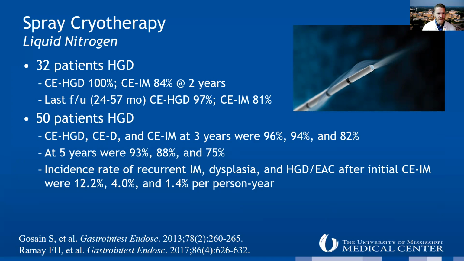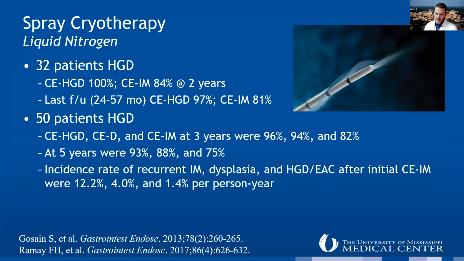This is a 2017 review of 50 patients with high-grade dysplasia. And again, you see similar good 3-year durability in the elimination of high-grade dysplasia, low-grade dysplasia, and intestinal metaplasia. And at 5-year data, they still have 90% elimination of high-grade dysplasia. The incidence rate, and this is another good way to think about this data in terms of how we apply it clinically in our practices, the rate of recurrent intestinal metaplasia was 12% in these groups.